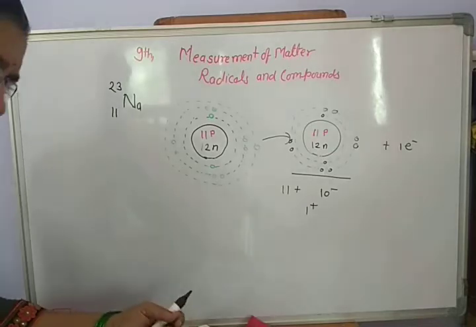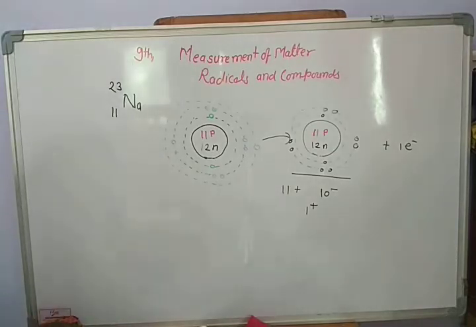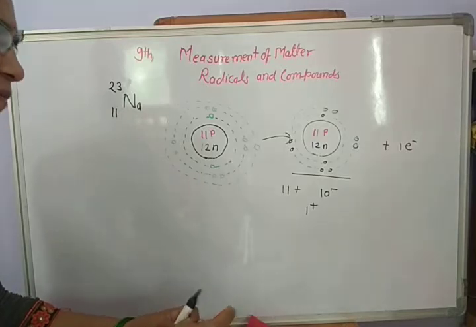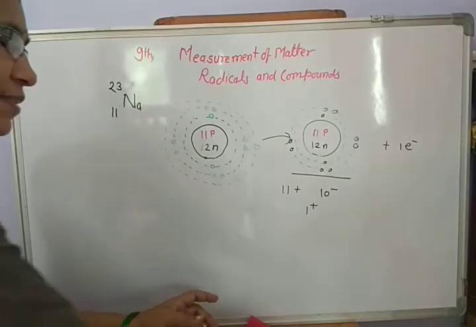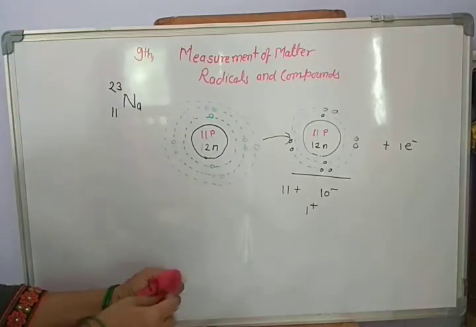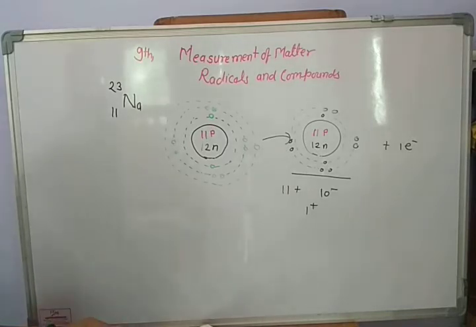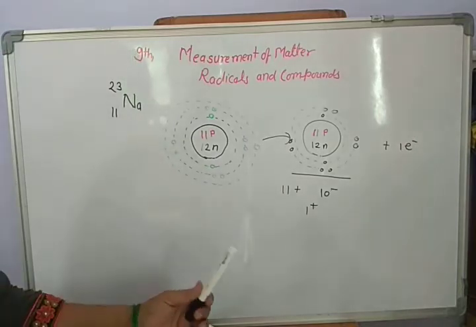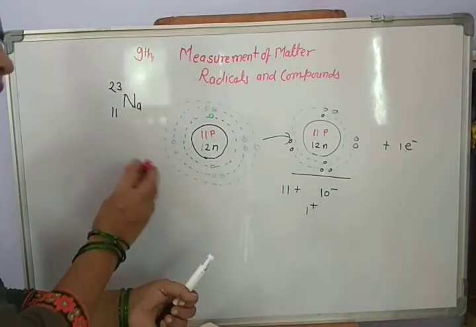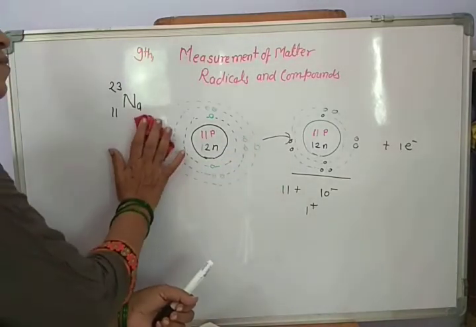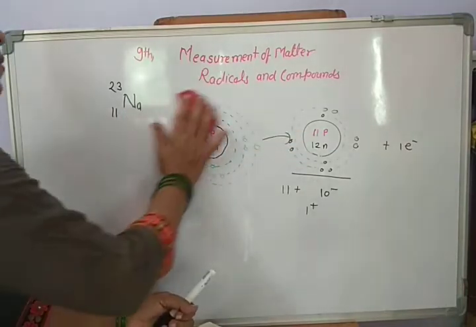Positive radicals are known just by name, that is sodium, calcium, magnesium, etc. But negative radicals are known differently. Chlorine is known as chloride, bromine as bromide, oxygen as oxide. Hydrogen is known as hydride if a negative radical is formed, and for positive it is said just hydrogen. So this is how the sodium radical is formed.